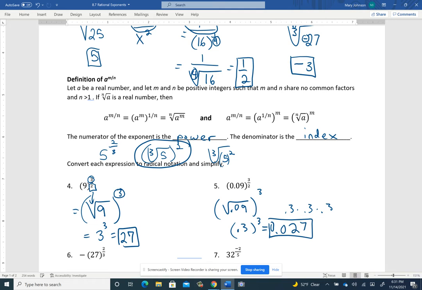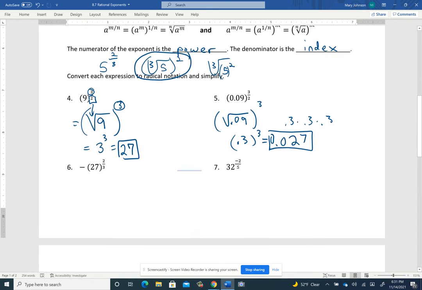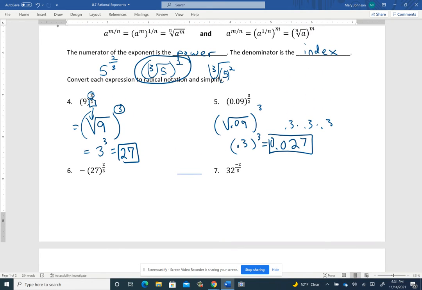Okay. All right, now let's look at 6 and 7. On that one, on 6, we have a negative in front. It's not part of the base. So as I set this up, I'm going to do cube root of 27. I'm going to square that. And when I'm finished, I'm going to take the opposite. So the cube root of 27 is 3.